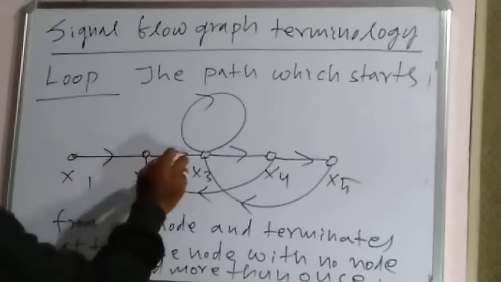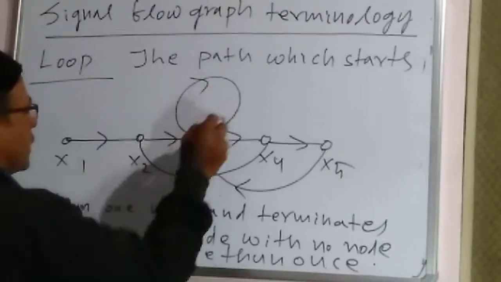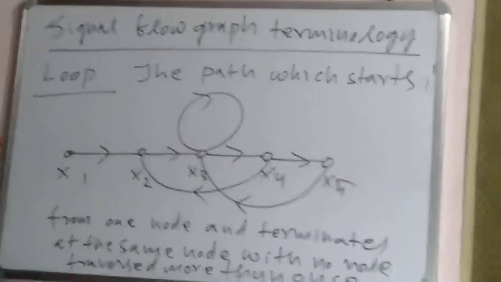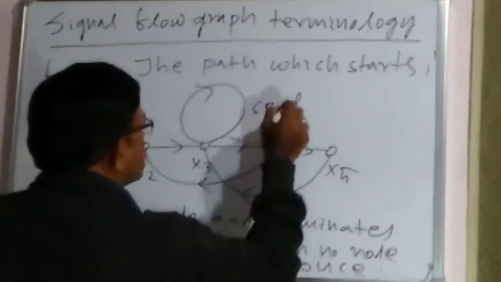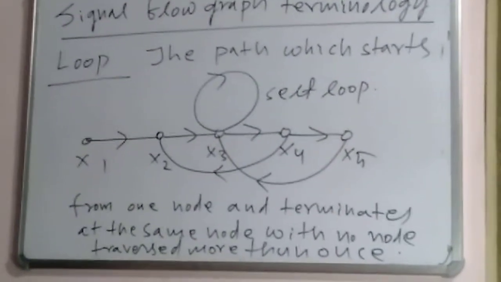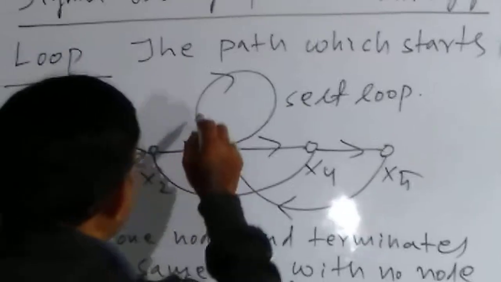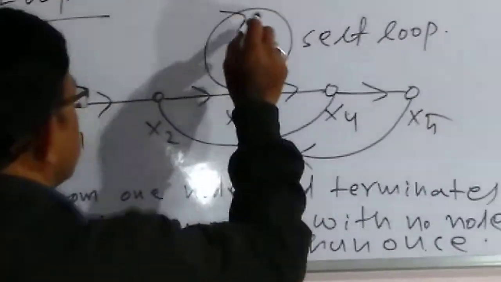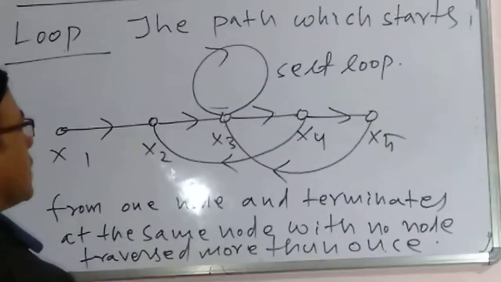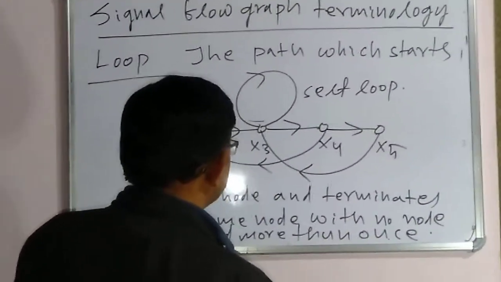So let us consider this path. This starts from the x3 node and terminates at the x3 node. Therefore, this is called a self loop. What is a self loop? A self loop means the loop formed by a single branch. This is a single branch. The loop formed by a single branch, on one node, is called a self loop.